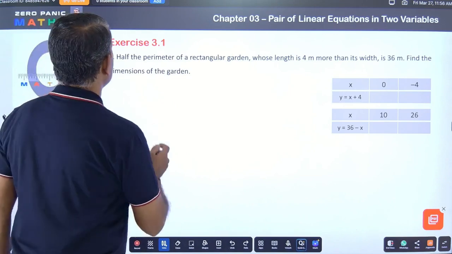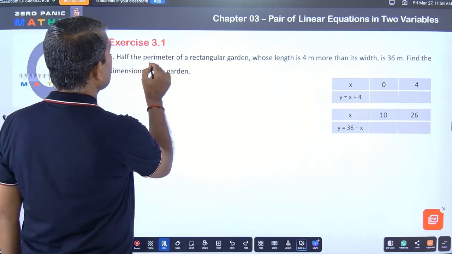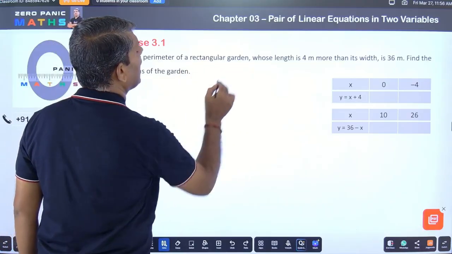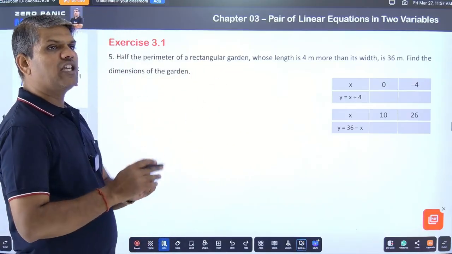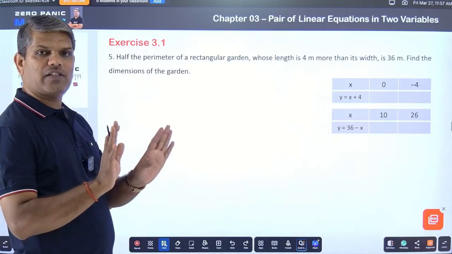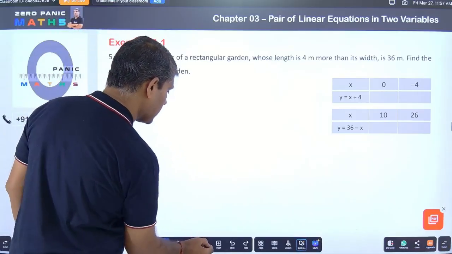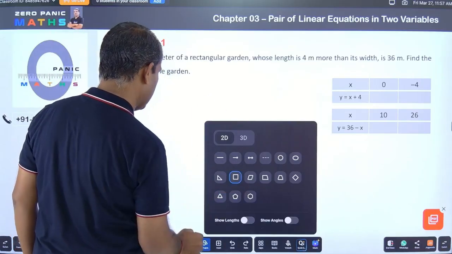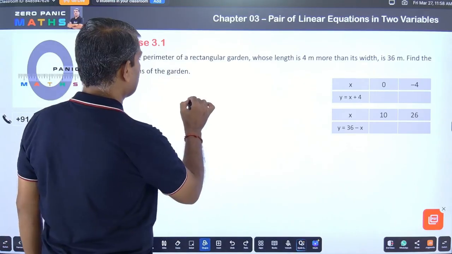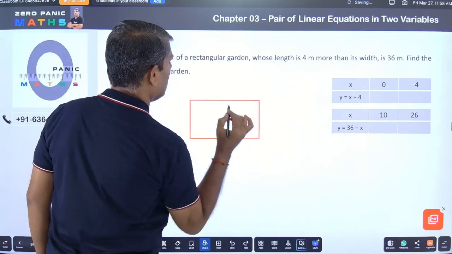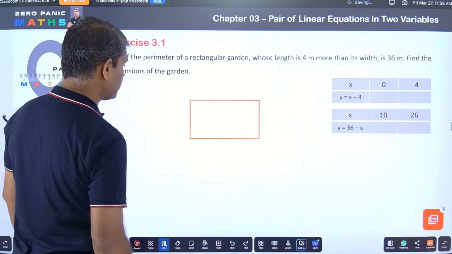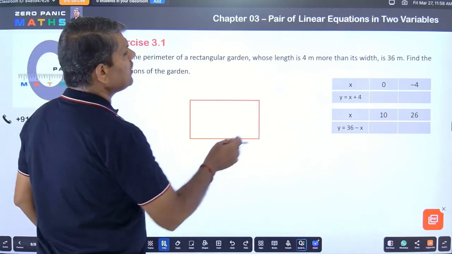You see here they are saying half of the perimeter of a rectangular garden. So we have a shape called a rectangle here. First of all, we need to draw that rectangle. Let me draw that rectangle first, then only we will read the next part of the question. This is the rectangle for me, and what is given?